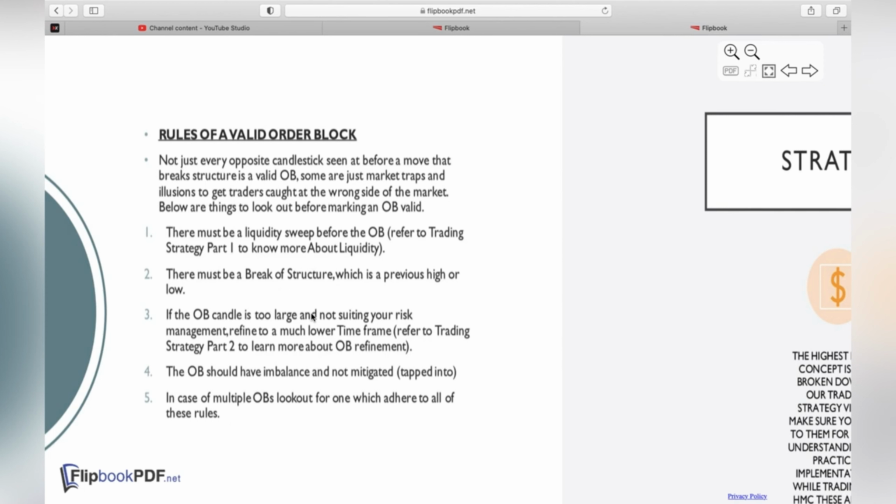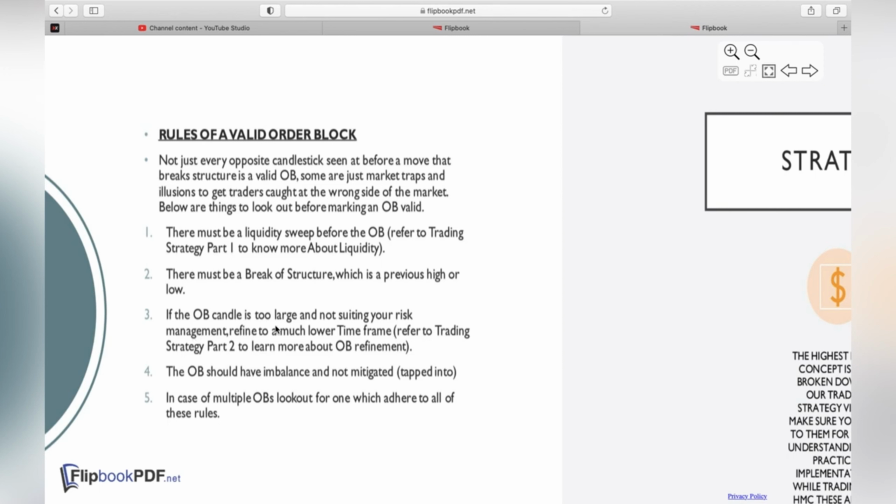When the candle that you pick out to be your order block has a launch after it, the launch that happens, you have to break a structure either upward or downward before you can tag that particular candle as an order block. When I go to the chart, you begin to understand there must be a break of structure, which is a previous high or a previous low, before your order block candle is valid.